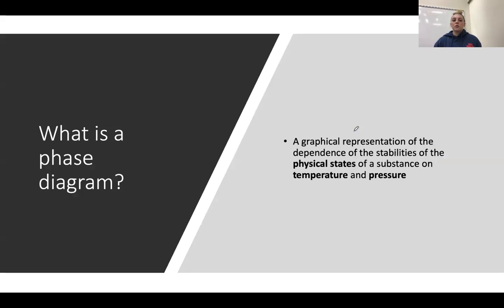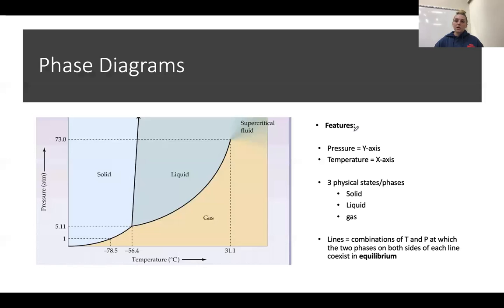All right, so now that we've reviewed physical states, we're going to dive right into phase diagrams. I'm just going to pull this up. This is the definition of a phase diagram. It's a graphical representation of the dependence of the stabilities of the physical states of a substance on temperature and pressure. Perfect. So this right here is what a phase diagram looks like.